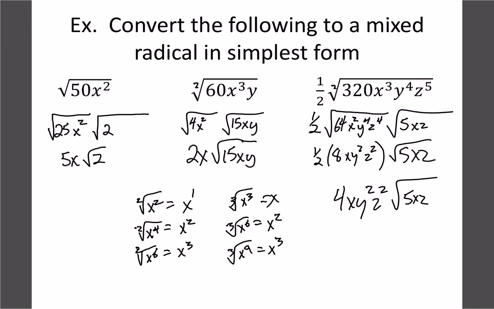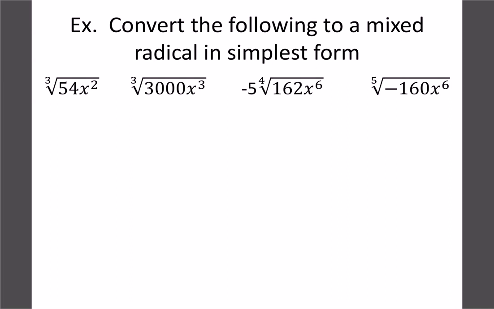Just think of it as pulling out multiples of whatever that index number is. So let's do a few more, but using cube roots. So cube root of 54, we could break 54 into 27 and 2. And we have x squared. We need to take out multiples of 3. There is no 3, so the x squared would be our leftovers. And that's it. So cube root of 27 is 3. So our final answer should be 3 times cube root of 2x squared.